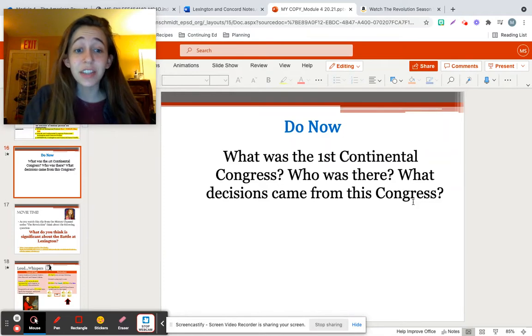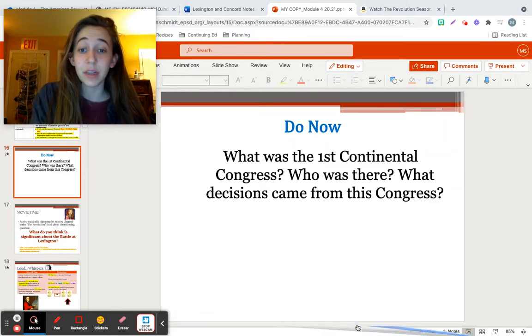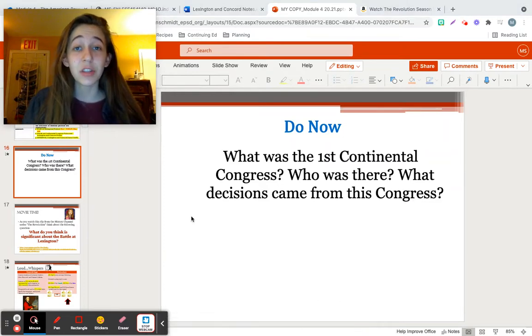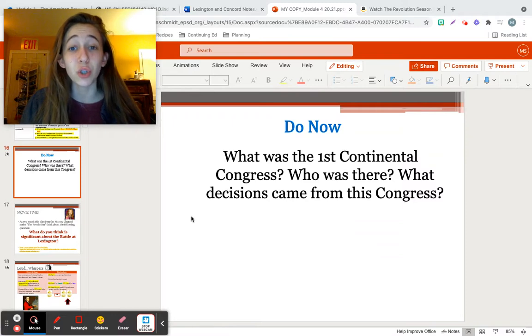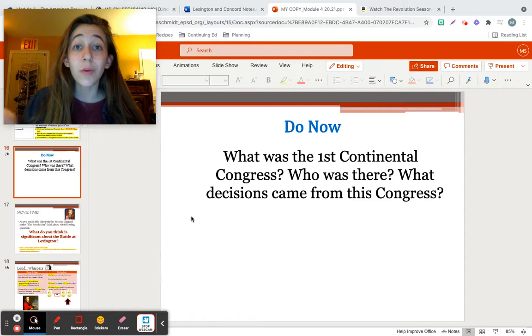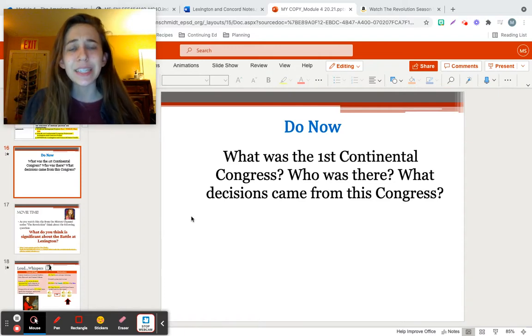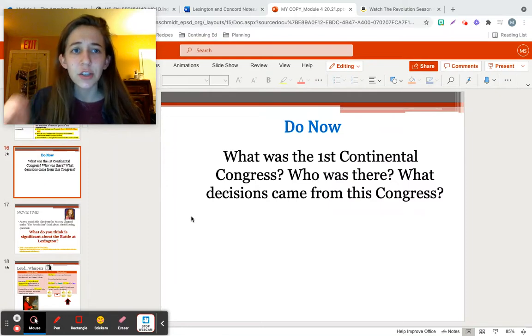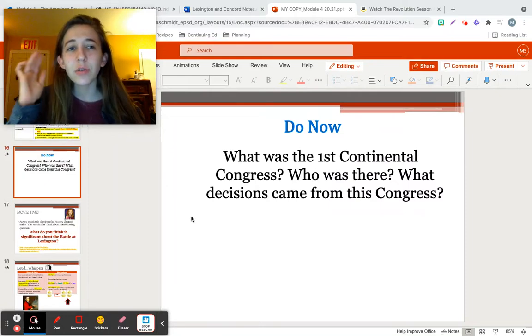Here's our do now for today. If you have not typed this or answered this question in your do now assignment, you should do that at this time. Our do now question is, what was the First Continental Congress? Who was there? What decisions came from this Congress? So think back to those notes that we took together.